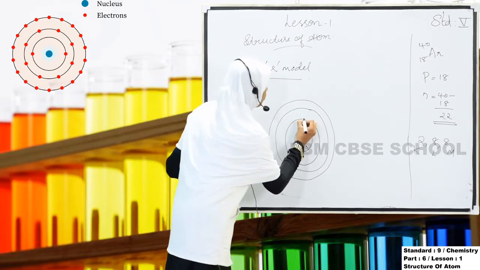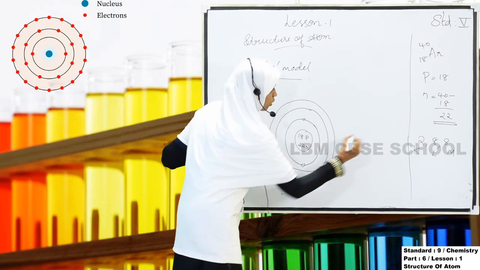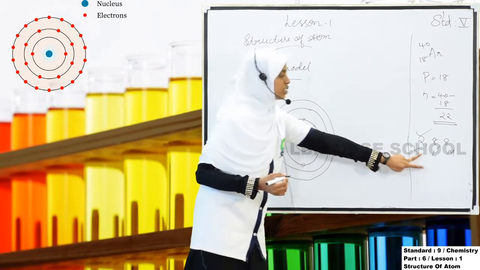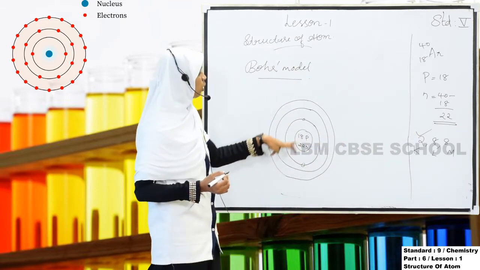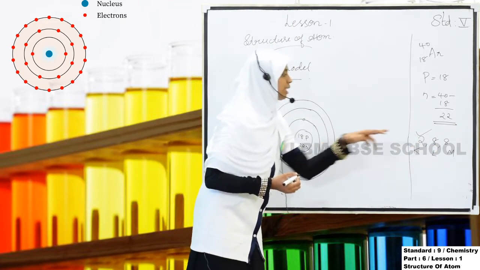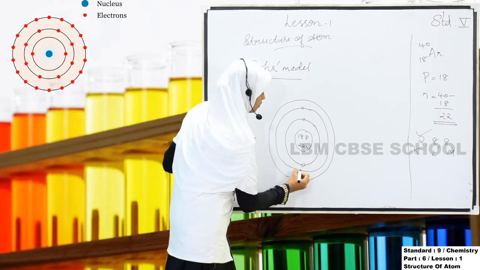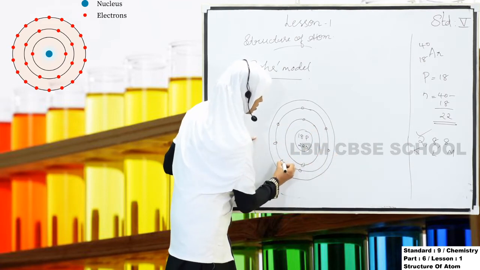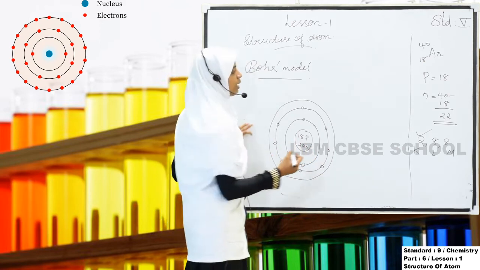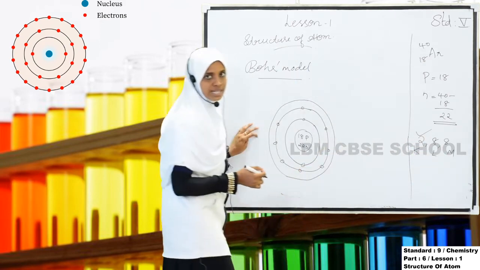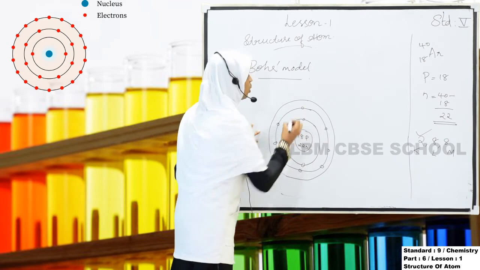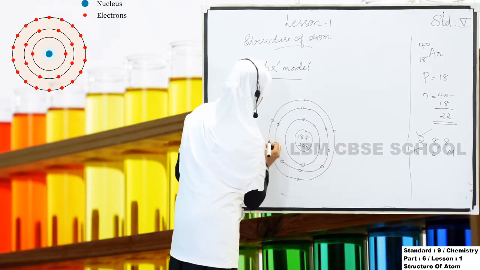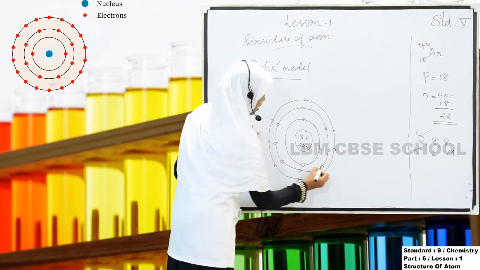In the K shell there are 2 electrons, so we draw 2 electrons. In the L shell there are 8 electrons: 1 2 3 4 5 6 7 8. And in the M shell how many electrons? 8 electrons, so we draw 8 electrons also: 1 2 3 4 5 6 7 8.